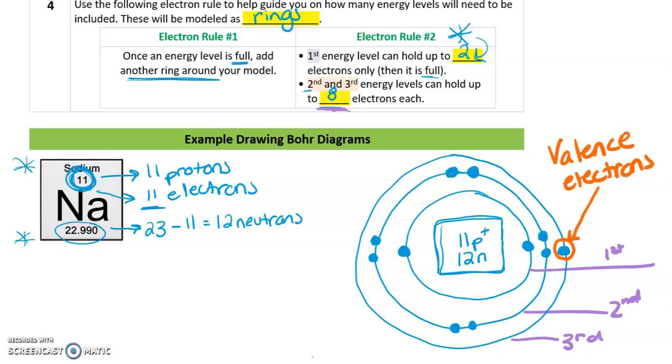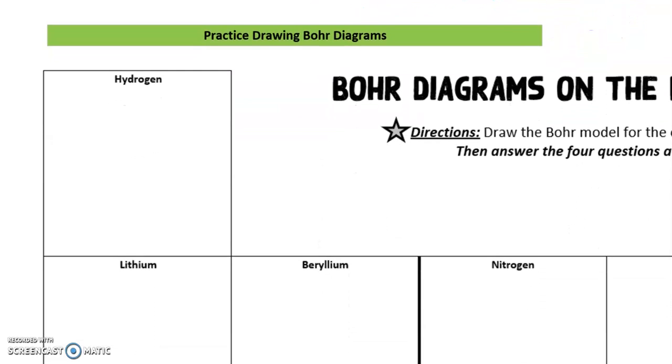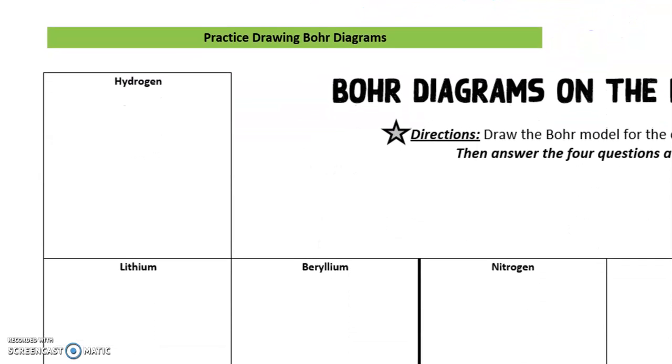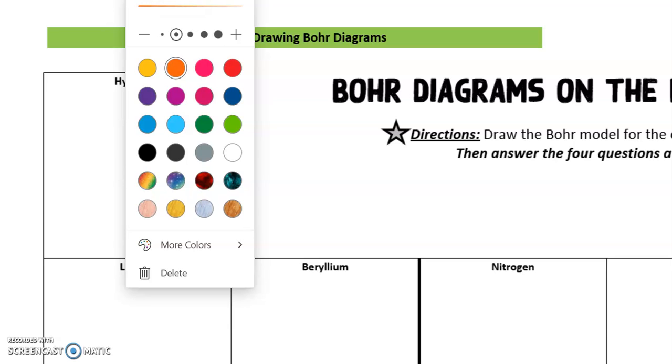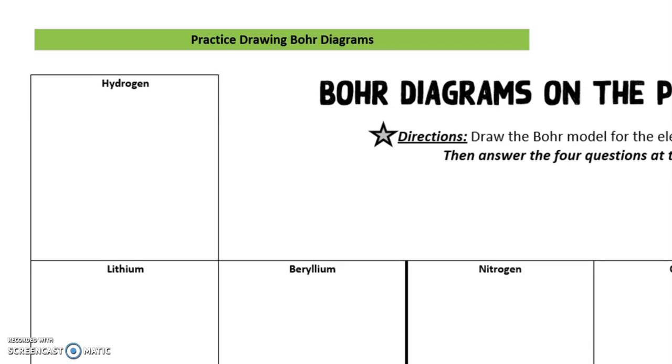I'm going to do just a few more quick examples for you, just so that you can see some of the different atoms we have. I'm going to do hydrogen next. I'll keep it in orange for you guys. So hydrogen is the one we're going to do now.